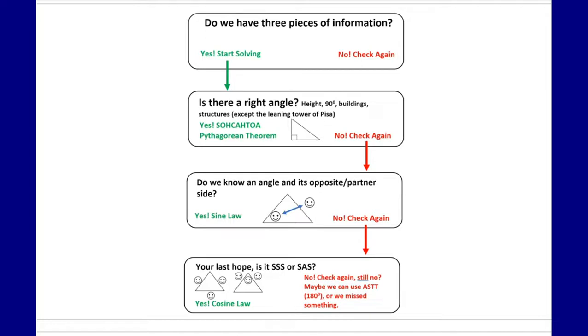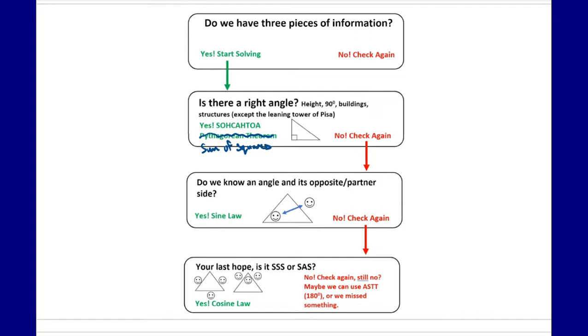So if we do have a mention of a right angle, or we see clearly in a diagram that right angle, that square, then we can use SOHCAHTOA. So the sine is opposite over hypotenuse, cosine is adjacent over hypotenuse, tan is opposite over adjacent, or the Pythagorean theorem, which again we are referring to now as the sum of squares. Same principle though. So if there's a right angle triangle, use your right angle trig, SOHCAHTOA, sum of squares. If no, then let's look again and let's see what information we have.